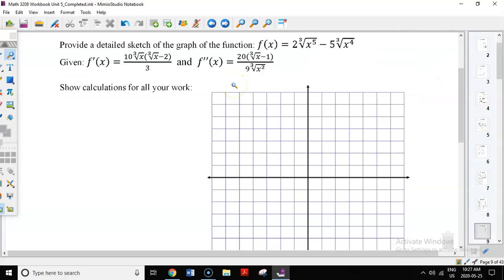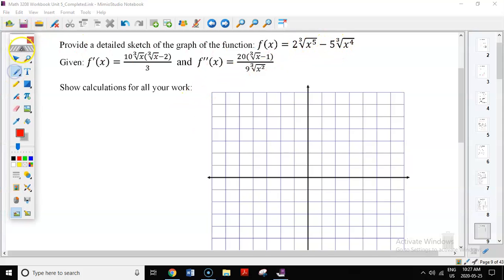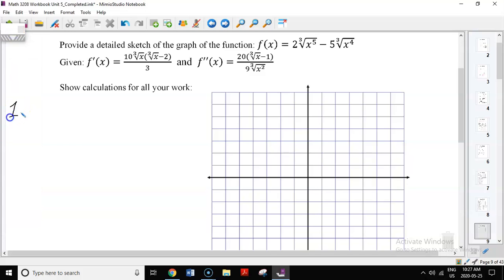So if we follow our steps, this is a radical to 2 cubics. So I'm just going to label them. So 1 would have been the asymptote stuff. So here, 2 cubic root x^5 minus 5 cubic root x^4, there's no asymptotes.